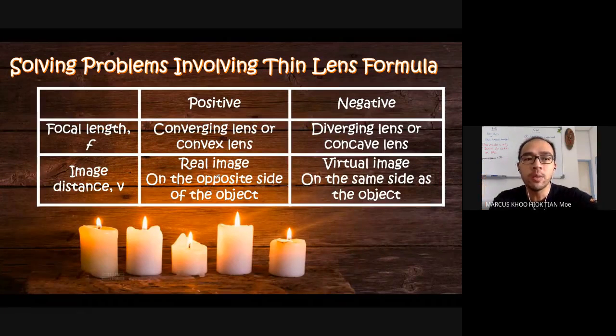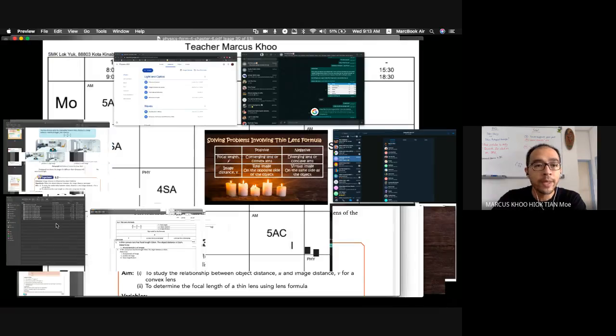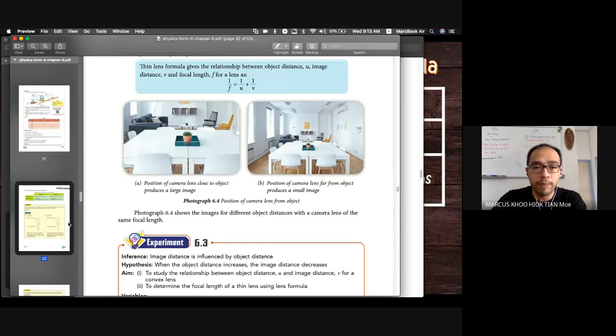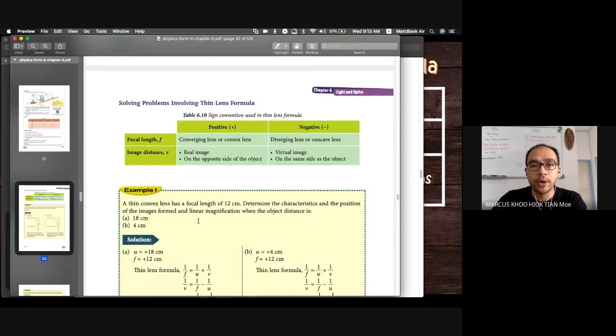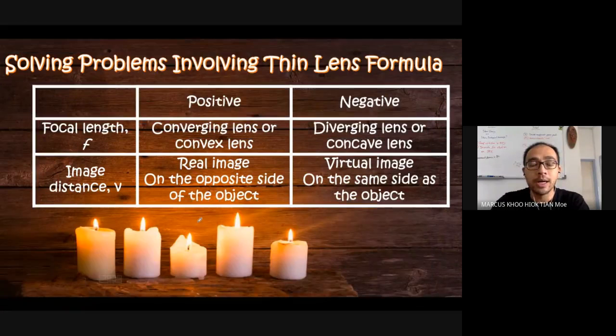Now the reason why some F, U, and V values are negative is because they follow this rule, and it's a very important rule. When we talk about the thin lens formula, I think it is in your textbook, page 261. When you want to solve problems using the thin lens formula, turn to page 261, you will see this whole thing there. Okay, I am back to my slide.